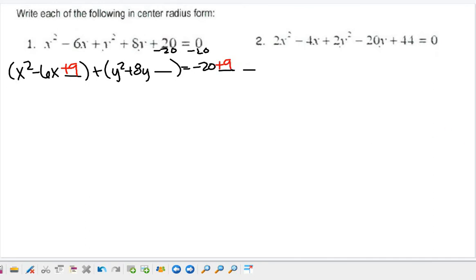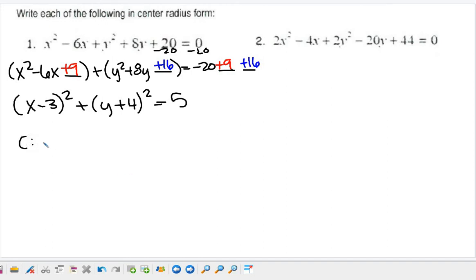Okay? So then we're going to complete this one. So half of 8 is 4. 4 squared is 16. If I add 16 to the left, I add 16 to the right. Now that keeps me balanced. So then I'm going to write my perfect squares. So I have x minus 3 squared plus y plus 4 squared. And then you have negative 20 plus 9 plus 16 is 25 minus 20 is 5.